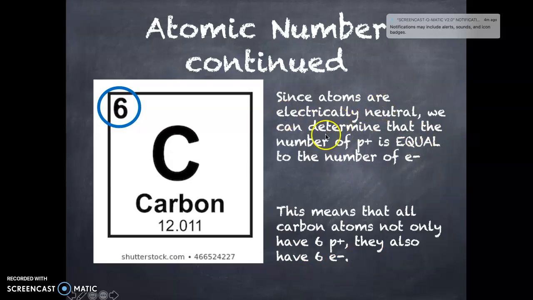Atoms are electrically neutral, meaning that however many positive charges there are, there is an equal number of negative charges. That means that if we know that the atom has 6 protons, we can also determine that it's going to have 6 electrons, because the number of electrons is going to be equal to the number of protons in that atom.